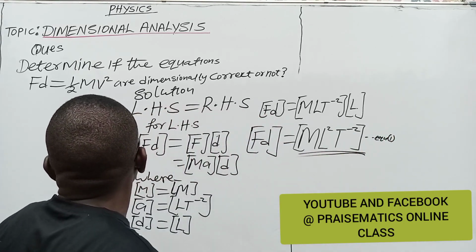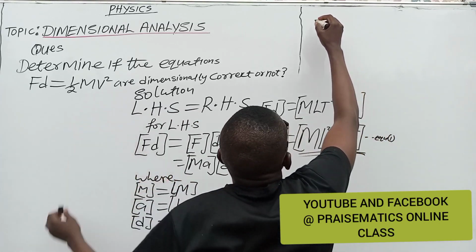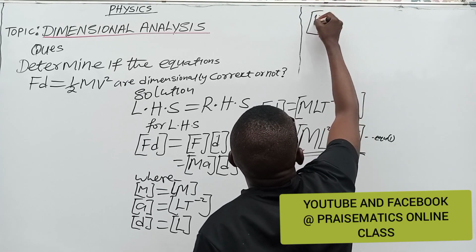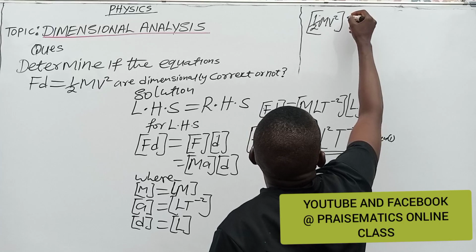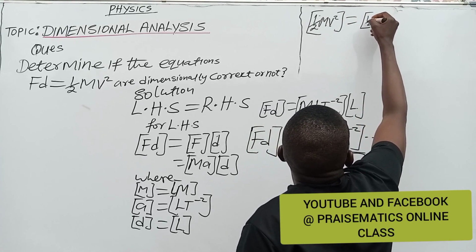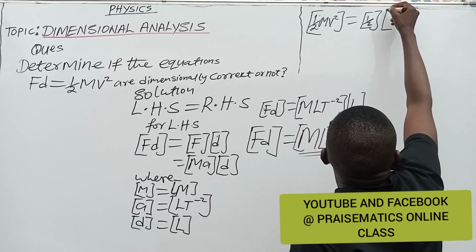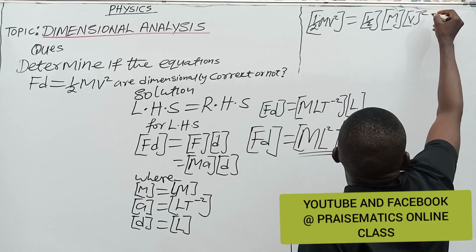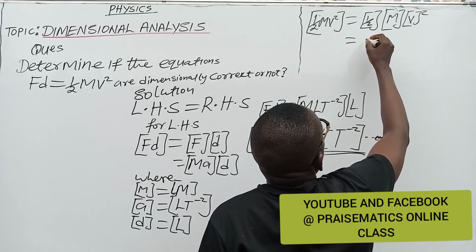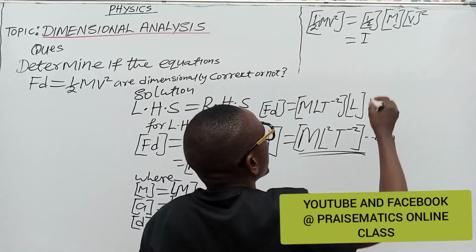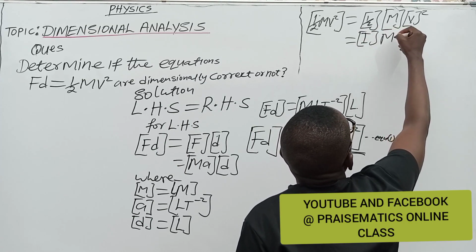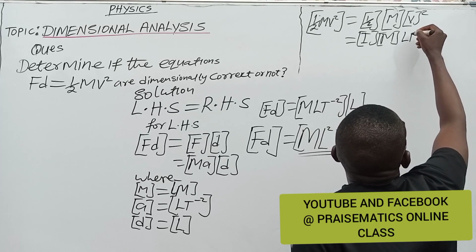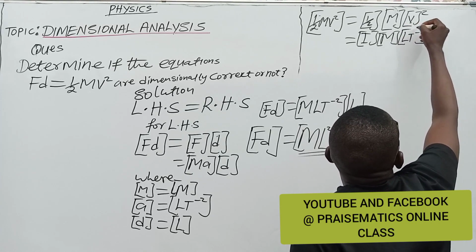So okay, now let's go for the right hand side. The dimension of kinetic energy, one half mv square, is equal to the dimension of 1/2 into the dimension of mass into the dimension of velocity, all square. Now what do we have? The dimension of any number is 1. Multiply by the dimension of mass, and the dimension of velocity, from our previous class, is L times T raised to power minus 1. But remember that this has a square.